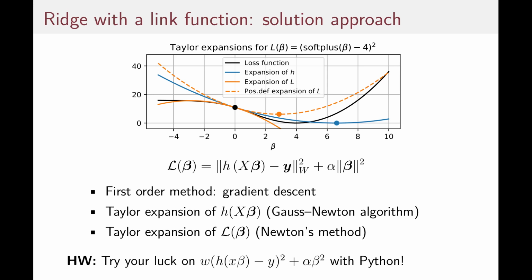Okay, so how do we optimize this thing? There are always the first order methods like gradient descent, just using the derivative or the gradient of the function to make a step in the correct direction. You could also use second order information, which means computing a Hessian. And I see two ways of attacking this problem if we want to use second order information. We could do a Taylor expansion of the inverse link function h, or we could do a Taylor expansion of the whole loss function L. One of these is called the Gauss-Newton algorithm. The other one is called Newton's method for optimization.